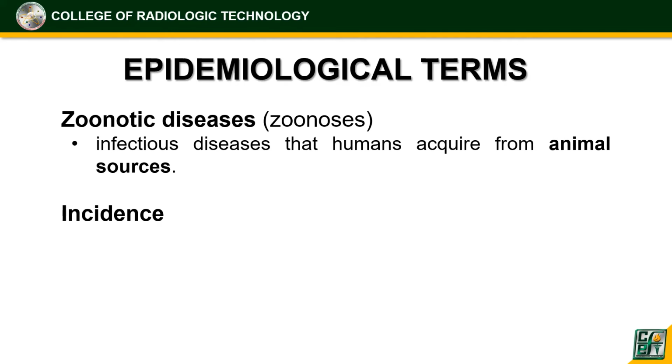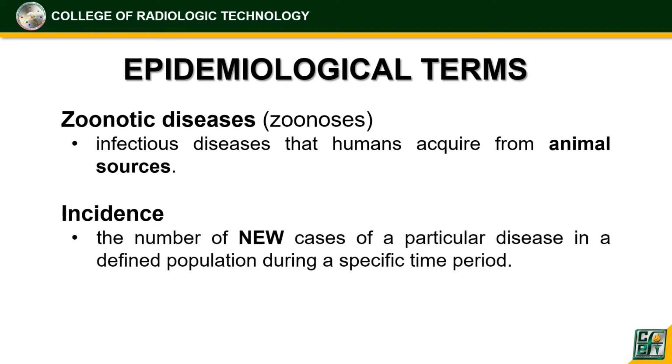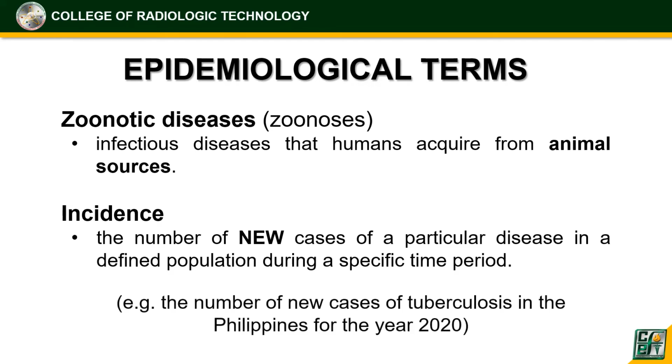Then incidence, okay, it is defined as the number of new cases of a particular disease in a defined population during a specific period of time. Example, the new number of cases of tuberculosis in the Philippines for the year 2020. So that is the incidence. Incidence of tuberculosis in the Philippines for the year 2020.